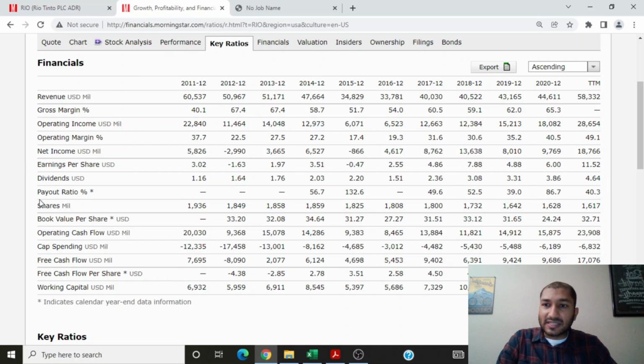Next, looking at the shares outstanding. Back in 2011, the company had 1,936 million shares outstanding. And for the trailing 12 months, that number has decreased to 1,617 million shares outstanding. Ideally, we want to see the company's shares outstanding number to be staying steady or decreasing. We can see that Rio Tinto's shares outstanding number has been trending downwards, which is great news for existing shareholders, as when a company buys back its shares, it actually helps increase the existing shareholders' ownership within the company.